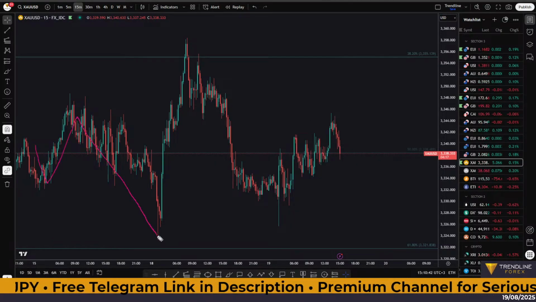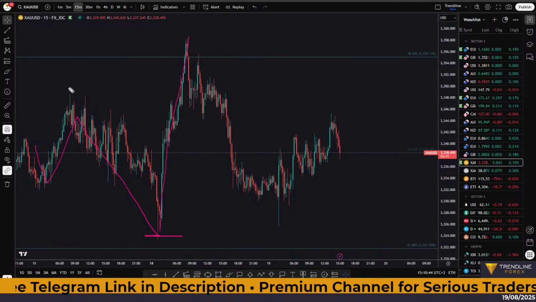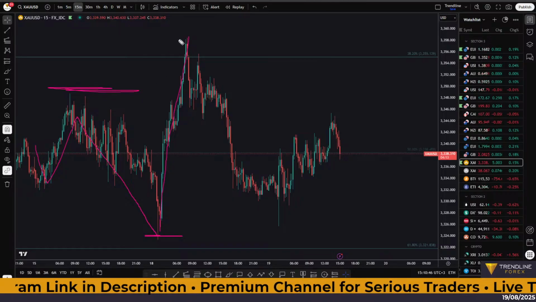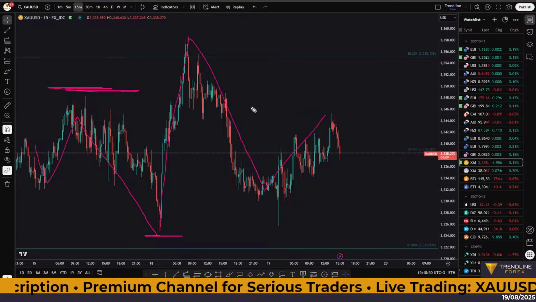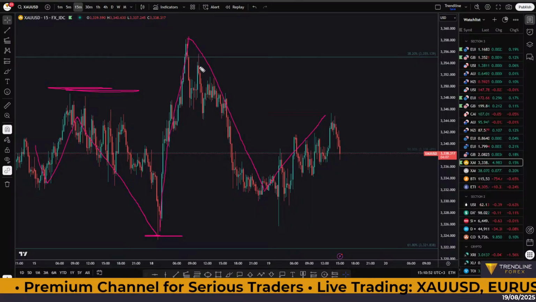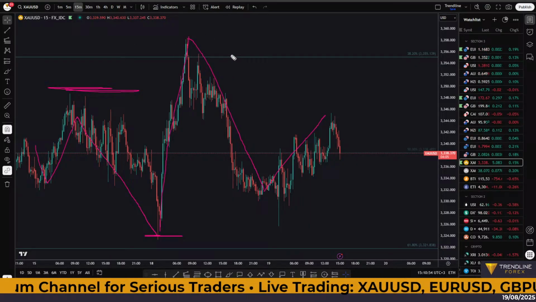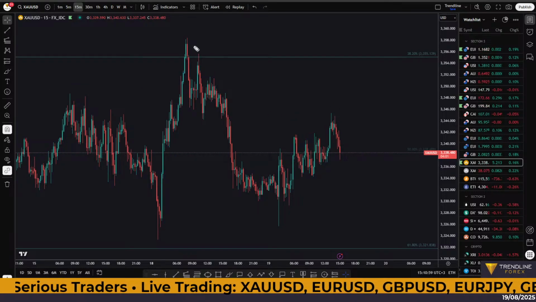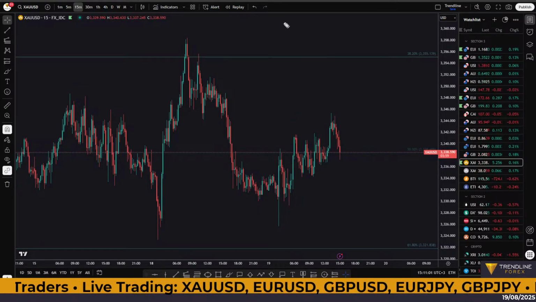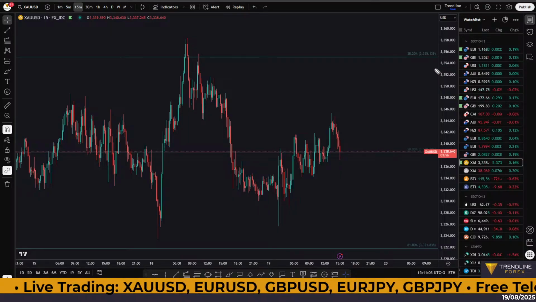Right here we've got the pullback, and then we have a breakout of the previous high. Now we have a pullback. We don't yet have that breakout, but this is because you can see this previous high. It is right around 3,360.